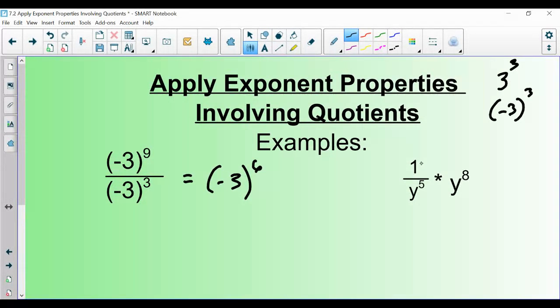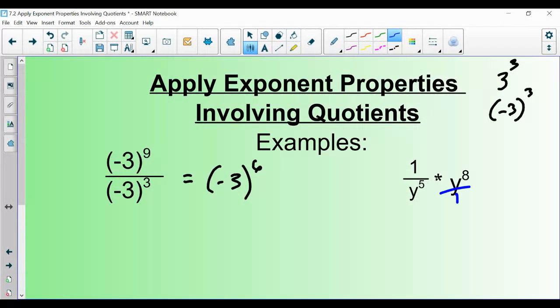Second example, I have 1 divided by y to the 5th, and that's being multiplied by just y to the 8th. We're going to have to utilize some of our previous knowledge of how to multiply a fraction by another number. What we like to do is we like to make them both fractions, and then multiply the numerators across and multiply the denominators across.